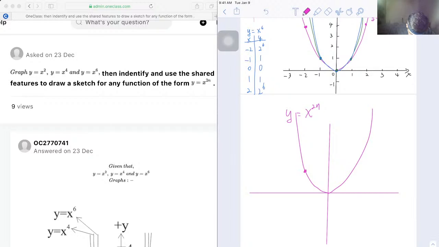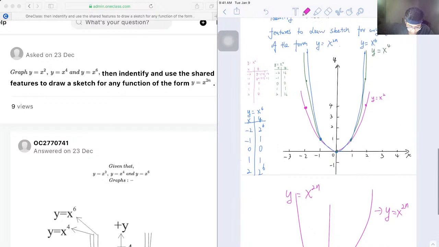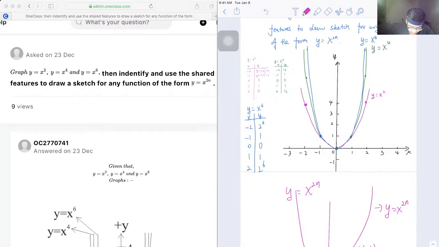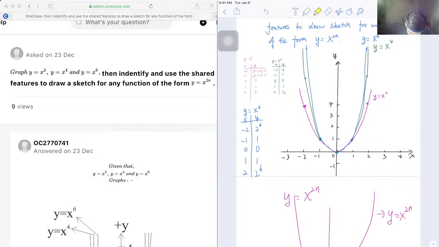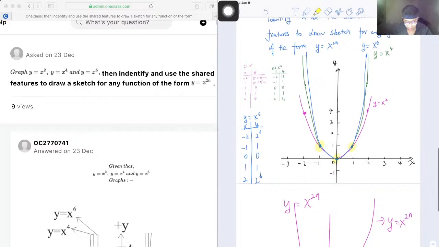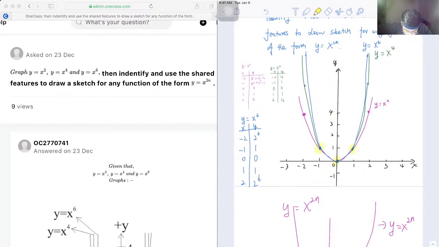So that's -1, -1. That's 1, 1, and that's 0, 0. This is y equal to x to the exponent of 2n, right? Because from the above graphs, we can see the pattern. So no matter what the exponent is, it will always cross negative 1, 1, 0, 0, and 1, 1. It will always cross these 3 points. The only difference between these graphs is that they have different steepness.